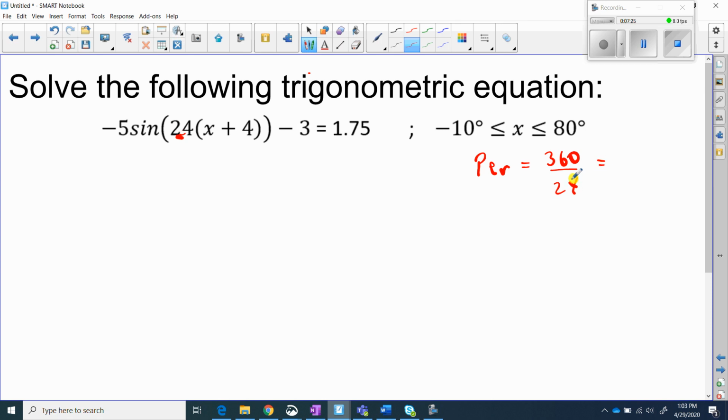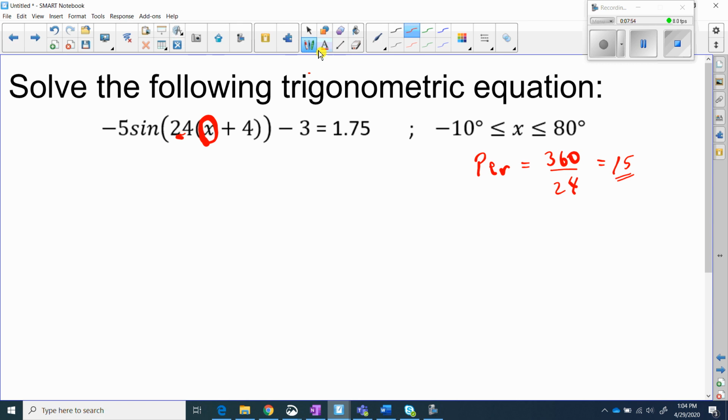And if you take 360 and divide by 24, you get 15. So this graph is going to repeat itself every 15 degrees. It only takes 15 degrees to make one full wave. Now, having said that, our goal here is to solve for x. Well, nothing changes in regards to solving an equation. The first thing you do is you try and isolate. You want to get x by itself.